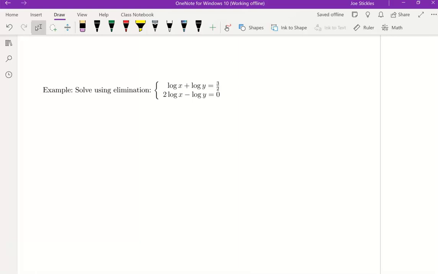This one's asking us to solve it by elimination. So again, either eliminate the x or eliminate the y. Which one's easier to eliminate the way this is set up? The y, right? What do we do to the equations to eliminate the y? Just add them together, right? If we add these two equations together, what do we get when we add them?